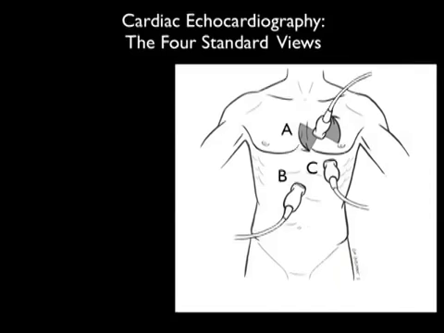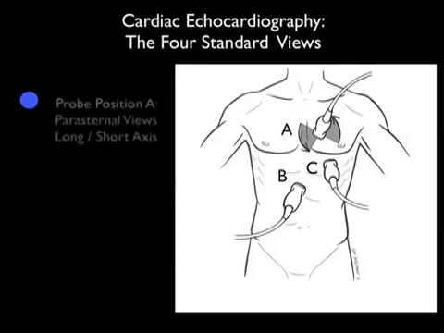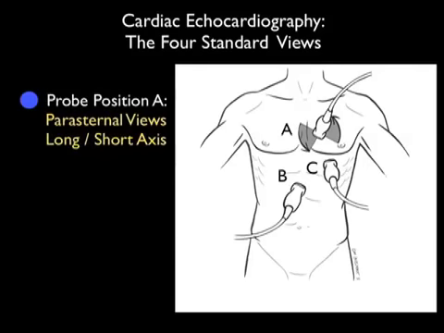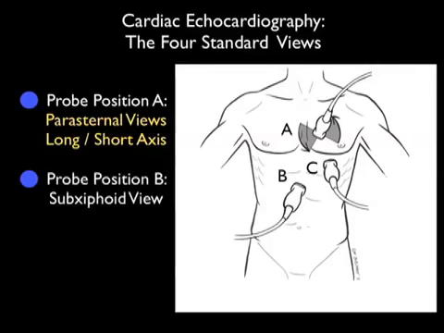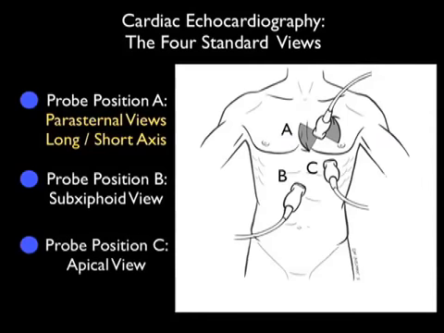Let's begin by reviewing the 4 standard views of the cardiac echo exam. The first view, as shown in probe position A, is the parasternal views, both long and short axis planes, and this is going to be performed directly on the anterior chest wall. The second view is where probe position B is shown here, coming from the abdominal position or the subxiphoid view of the heart. The last view is going to be shown by probe position C, the apical view of the heart at the point of maximal impulse.